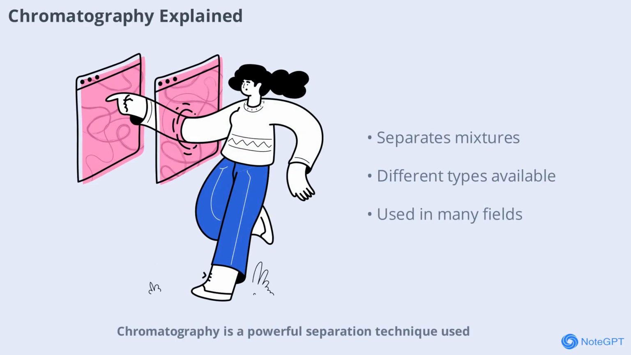Chromatography is a powerful separation technique used to identify and quantify components in a mixture. It works by passing the mixture through a medium where different substances move at different rates, causing them to separate. There are various types such as paper chromatography and gas chromatography, each suited for different applications. Chromatography is essential in fields like forensics, food safety, and pharmaceuticals.